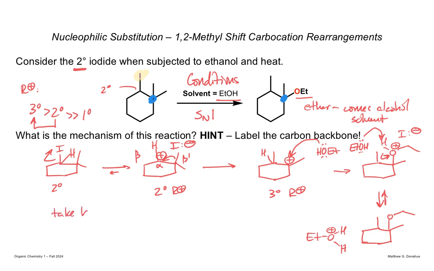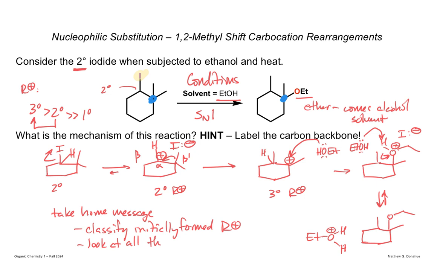So the take-home message is to classify your initially formed carbocation. Look at all the beta positions. And for lack of a better way of saying this, game out the scenarios in which these shifts can occur.